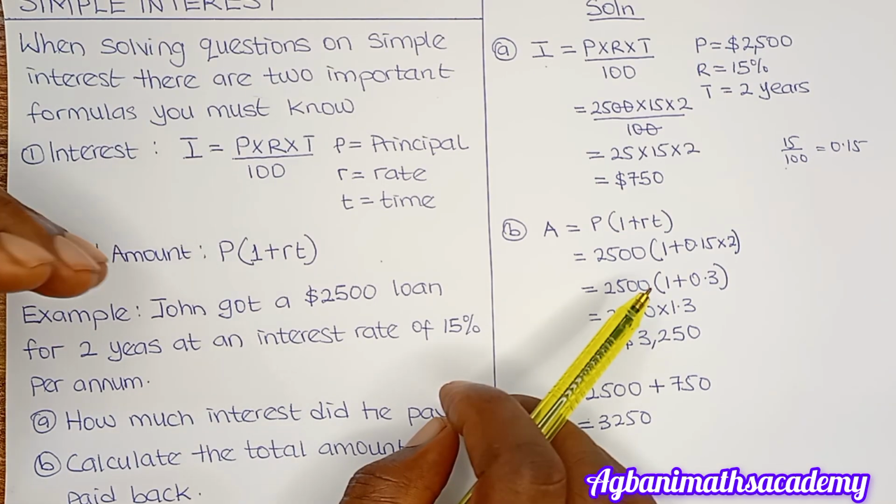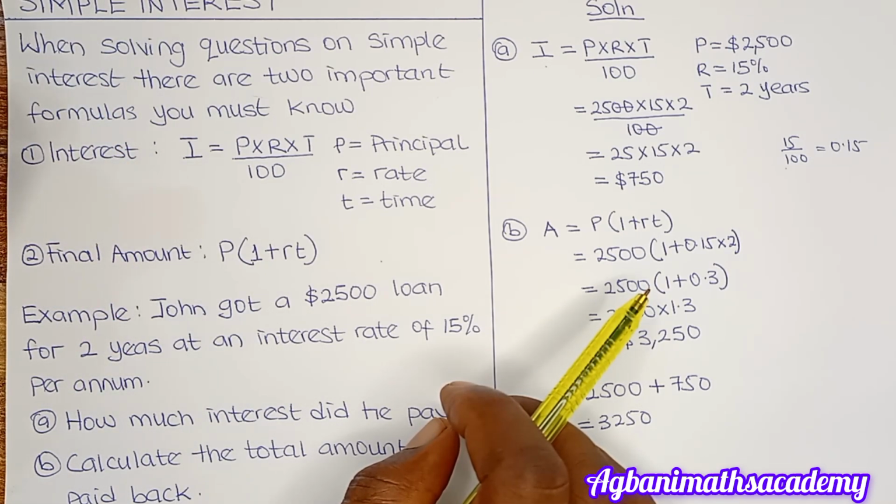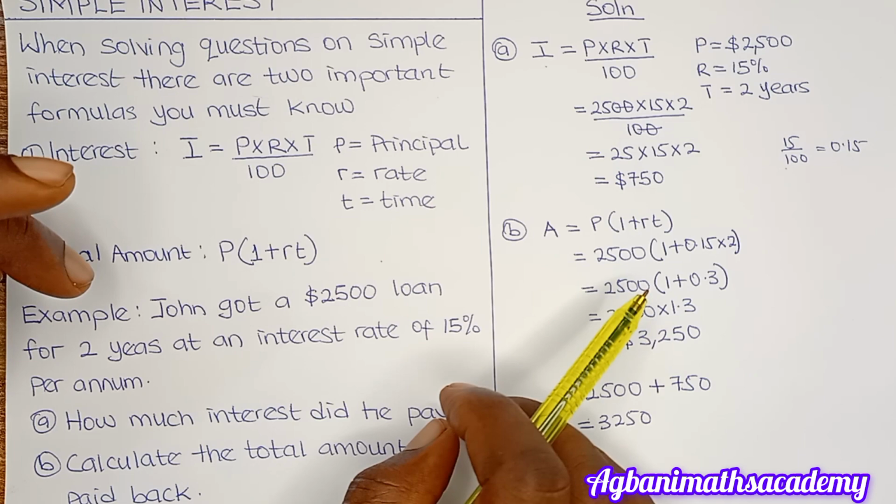We have seen in this video that these two formulas are very important. When you are told to calculate interest, you're going to use this. If you are told to calculate final amount, total amount, you're going to use this.